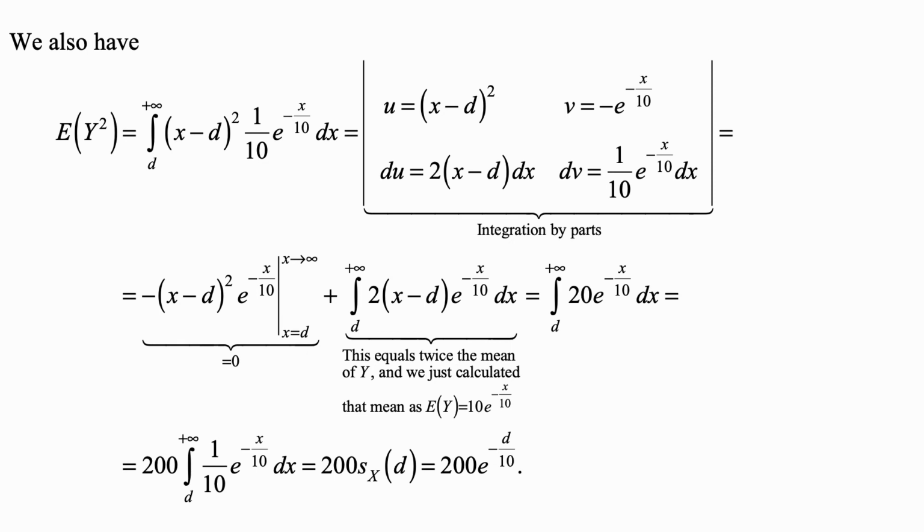becomes the integral from d to plus infinity of 2 times (x minus d) e to the minus x over 10 dx. And this equals twice the mean of Y, and we just calculated that mean as E of Y equal to 10 e to the minus d over 10. So this is equal to the integral from d to plus infinity of 20 times e to the minus x over 10 dx. Which is the same as 200 times the integral from d to plus infinity of 1/10 e to the minus x over 10 dx. And again, this is the integral of the density, so it must be equal to the survival function at d. So this is 200 S sub X of d. So it's 200 e to the minus d over 10.